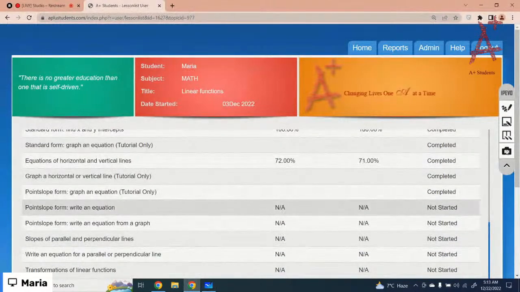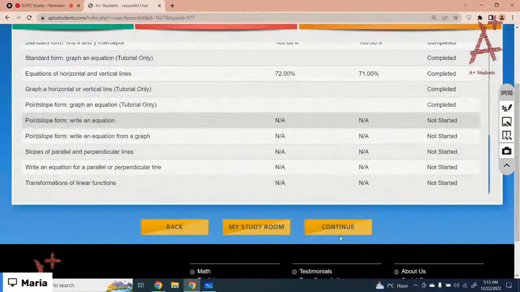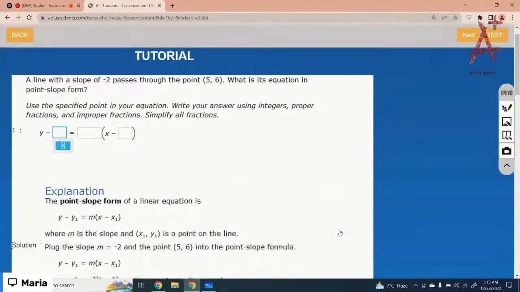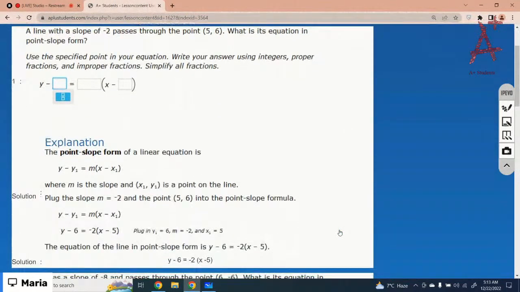Point slope form. Write an equation. A line with a slope of negative 2 passes through the point (5, 6). What is its equation in point slope form?